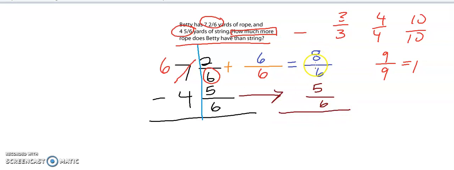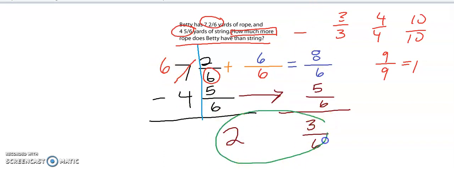Now I can subtract 8. And remember, my denominators are the same, so they don't change. My denominator will be 6 here. 8 minus 5 gives me 3. 6 minus 4 gives me 2. So combine it together, put it all together, and I end up with my answer of 2 and 3/6.